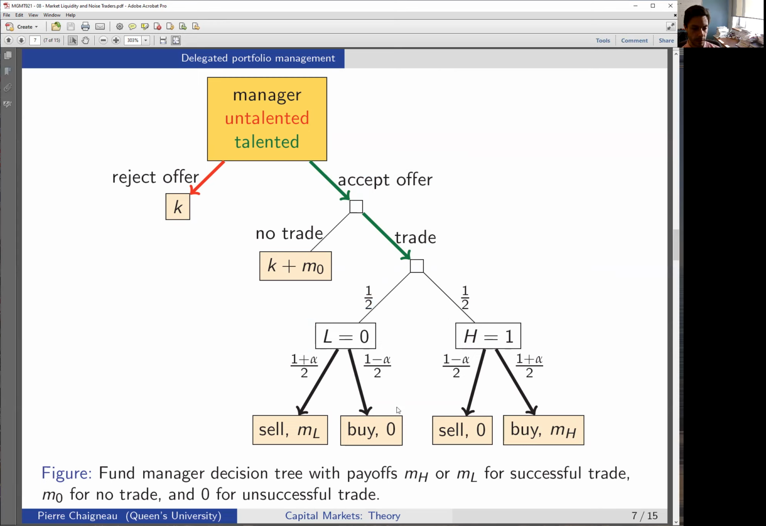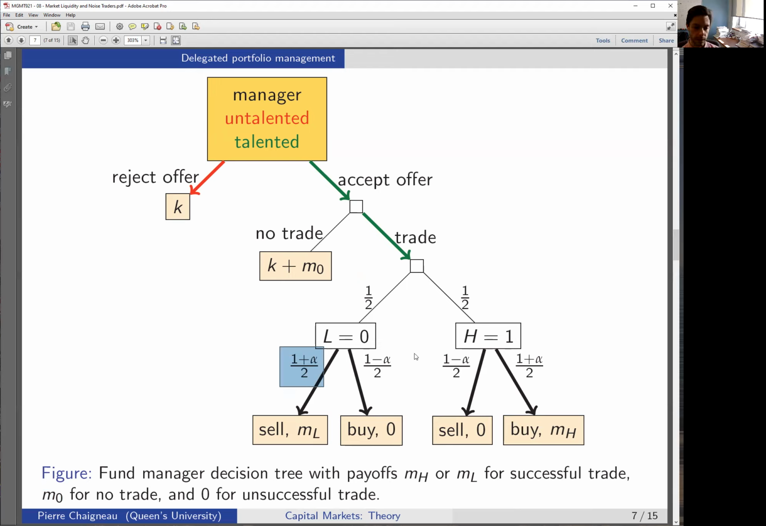Okay. So if output is L, with probability alpha, the fund manager will be informed, and with probability 1 minus alpha, he will be uninformed. So that means that if he sells with probability 1/2 when he is uninformed, he's going to sell with probability alpha plus (1 minus alpha) divided by 2, and this is equal to (1 plus alpha) over 2.